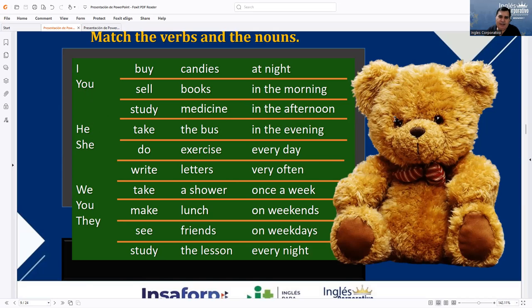He studies medicine in the afternoon. She takes the bus in the evening. He does exercise every day. She writes letters very often. We take a shower once a week. You make lunch on weekends. They see friends on weekdays, and they study the lesson every night. Okay? They study the lesson every night.